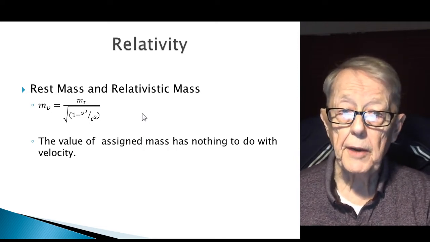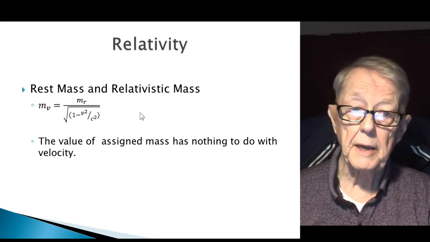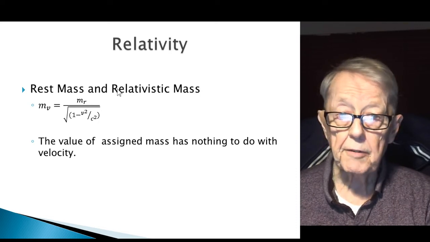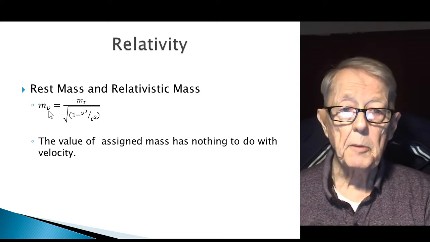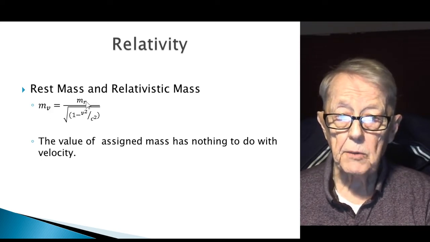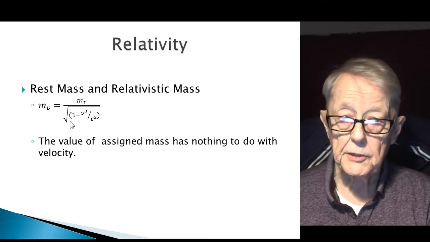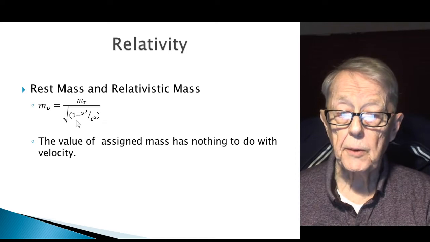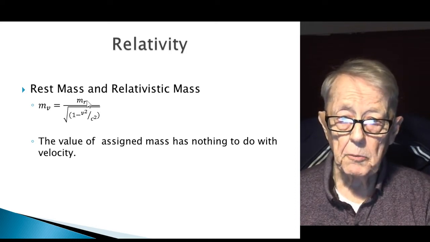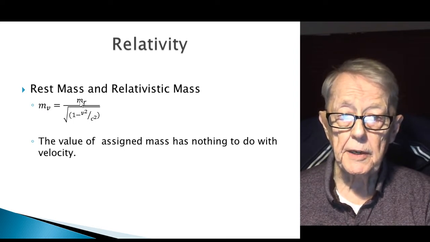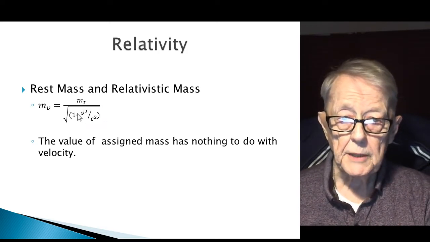Now there are other types of mass that are talked about. In relativity, we have rest mass and relativistic mass, and it comes right out of the equation for mass from special relativity. The mass of an object moving at velocity v is equal to its rest mass divided by the square root of 1 minus v squared over c squared. If you want to know what the rest mass is, you set velocity equal to 0, and the result is m sub r, mass at rest.